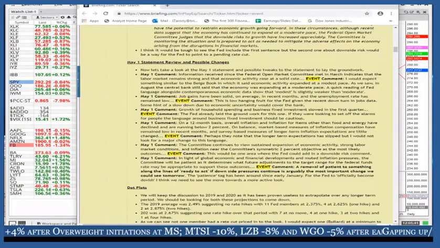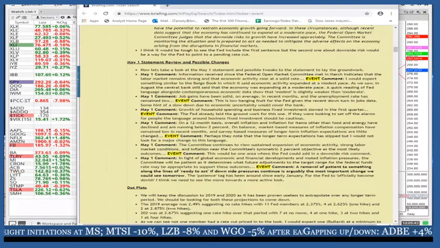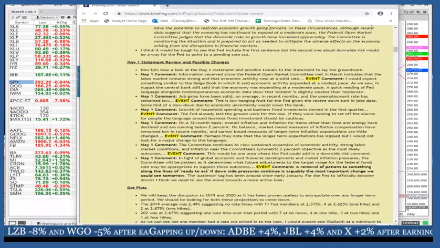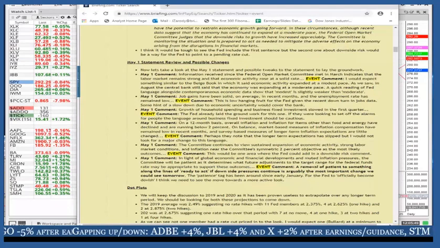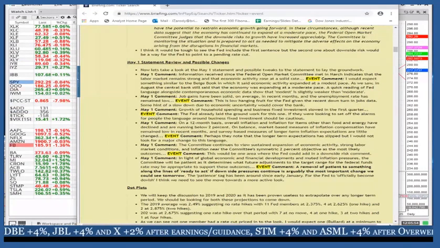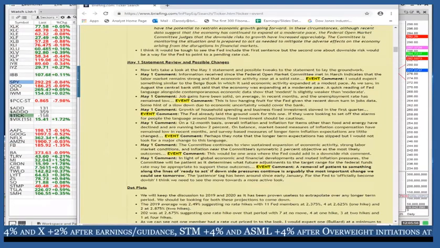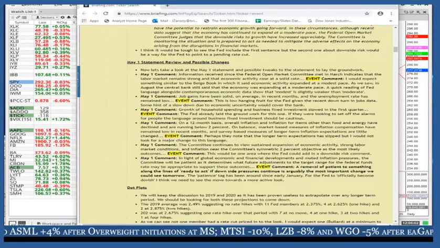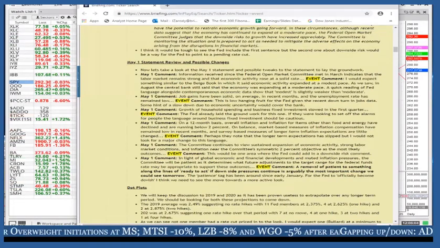The committee continues to view sustained expansion of economic activity, strong labor market conditions, and inflation near the committee's symmetric 2% objective as the most likely outcome. Here is another area where they could tweak, is they could say that there's more downside risk to the committee's outlook. And then the final statement piece that I have is, I think, arguably the most important.